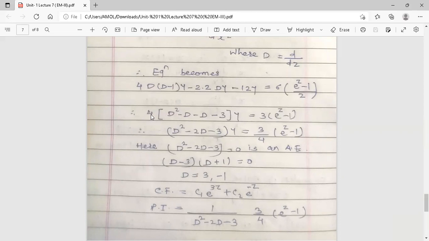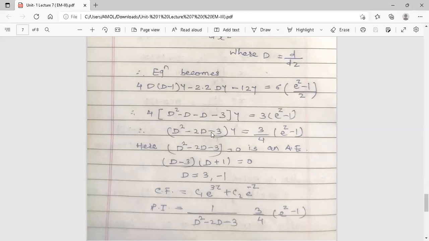Now the next step, you transfer this 4 to the RHS. It is in multiplication on the LHS side, so if we transfer it, it will go to division. So 3 by 4 into e raised to z minus 1 in RHS. And in LHS, you solve the bracket term, D square minus D minus 2D. So D square minus 2D minus 3 into y is equal to 3 by 4 into e raised to z minus 1. Okay, so this is nothing but LDE.